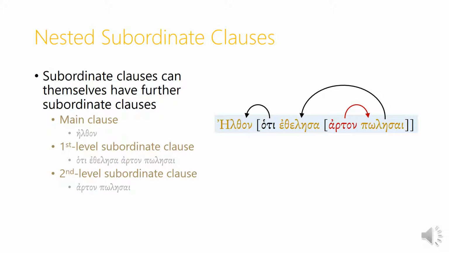But we want to say more than just that I went. So we have the first level subordinate clause, Hoti clauses. I went because I wanted, but then we want to explain what it is that we wanted. So we have another subordinate clause, arton polesai. I went because I wanted to buy bread. To sell bread.